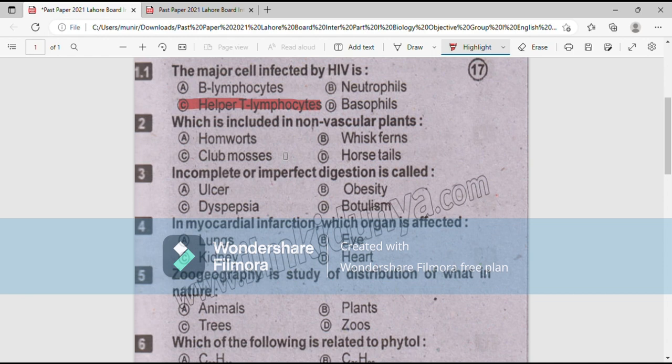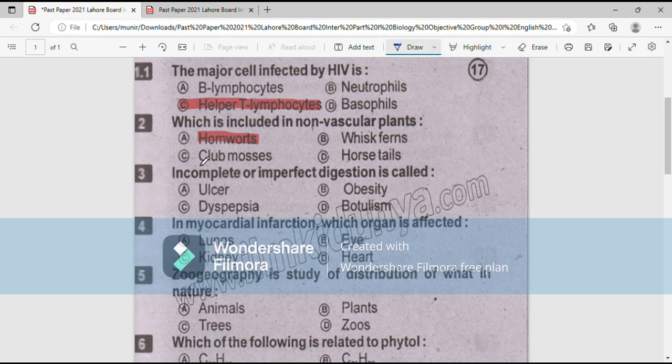There are mostly three classes of the non-vascular plants, or you can say non-vascular plants have three groups. The first group is Bryophyta that contain mosses. The second is Hepaticopsida that contain liverworts, and the third is Anthocerotopsida that contain hornworts. So the correct answer will be hornworts that are non-vascular plants. The other three options are vascular plants.